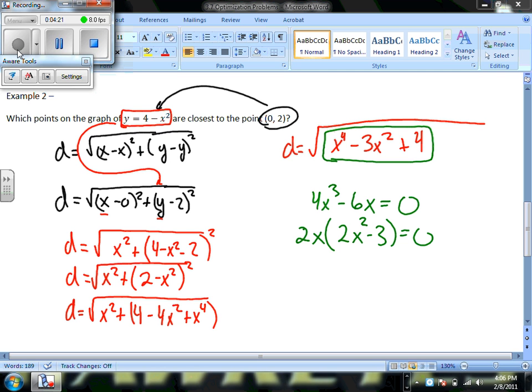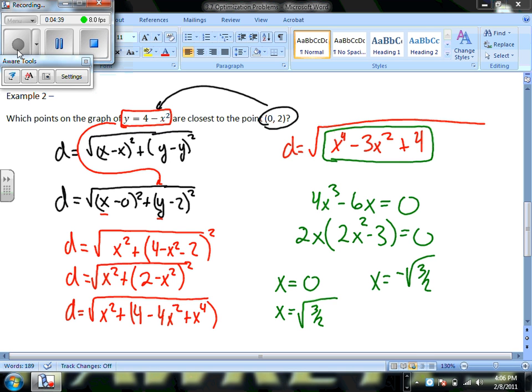So we're going to have critical points at x equal to 0, x equal to the square root of 3/2, and x equal to the negative square root of 3/2. So there are my critical points.